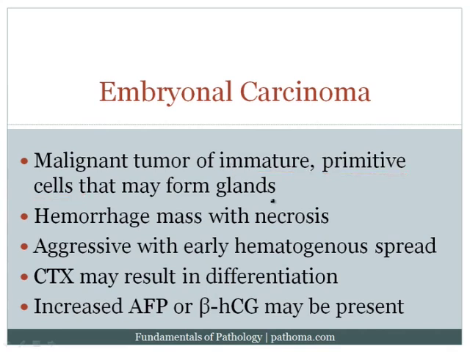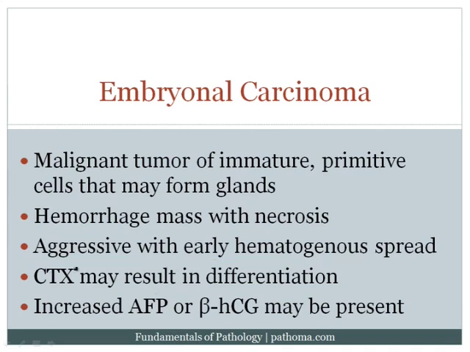It is important to note, and examiners like to press on this issue, that the tumor can form glands. It's going to be a hemorrhagic mass with necrosis, and that's because it's a primitive tumor and is rapidly growing. It'll be bloody, it'll be necrotic. This tumor is aggressive with early hematogenic spread. Again, the cells are primitive and embryo-like, and so they're genetically programmed to move and spread rapidly.